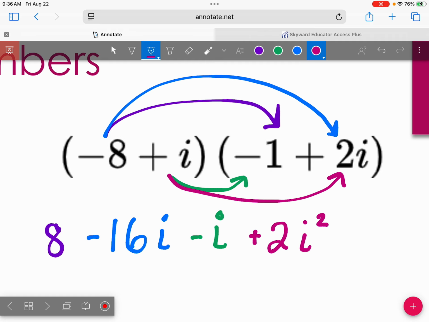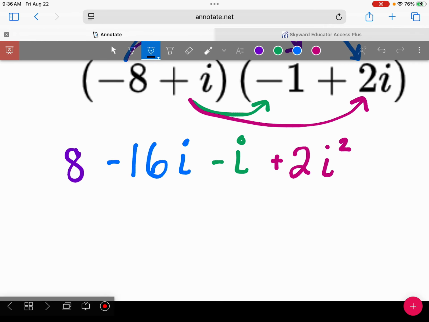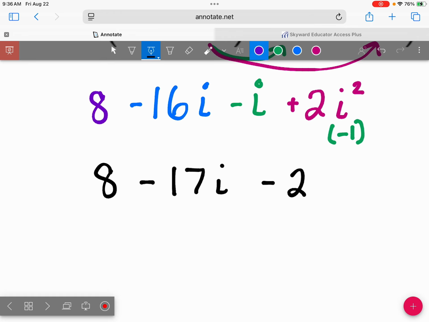And as we start to do these, we may start to notice patterns and be able to skip a line or two, write things down, totally valid. If you can combine these two together at the same time, totally fine. If we can switch the i squared to be our negative 1 at the same time, totally fine. I'm just writing everything down so it's easy to track in case we look at this later and go, what? So we're going to have our 8 and our minus 17i. And we know that our i squared is really a negative 1, so this is the same thing as having a minus 2. So what's our final answer on this one?